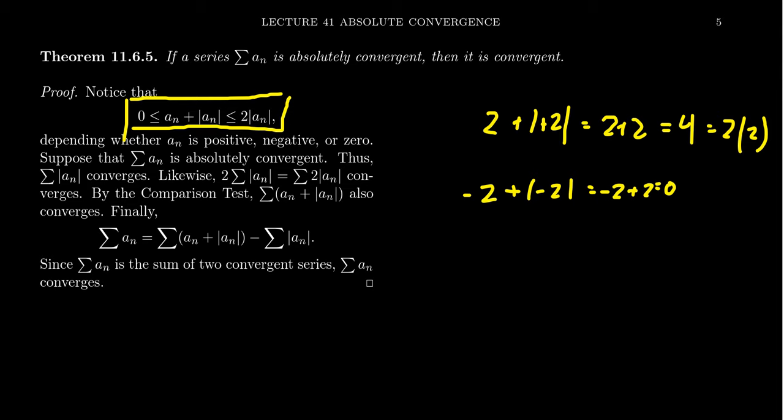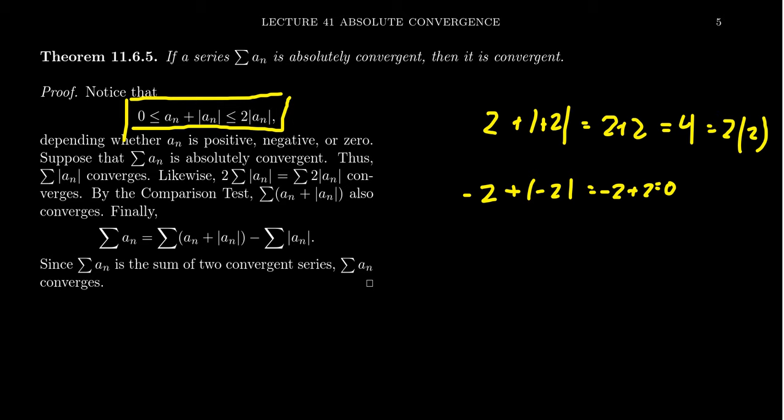So a_n plus the absolute value of a_n is greater than or equal to 0, but less than or equal to 2 times the absolute value of a_n. And this doesn't matter whether the sequence a_n is positive, negative, or 0. The terms of the sequence don't matter. So let's assume that the series is absolutely convergent. What that means is the series of absolute values is convergent. That's what absolutely convergent means. So this is a convergent series. Voila. Okay, we got that.